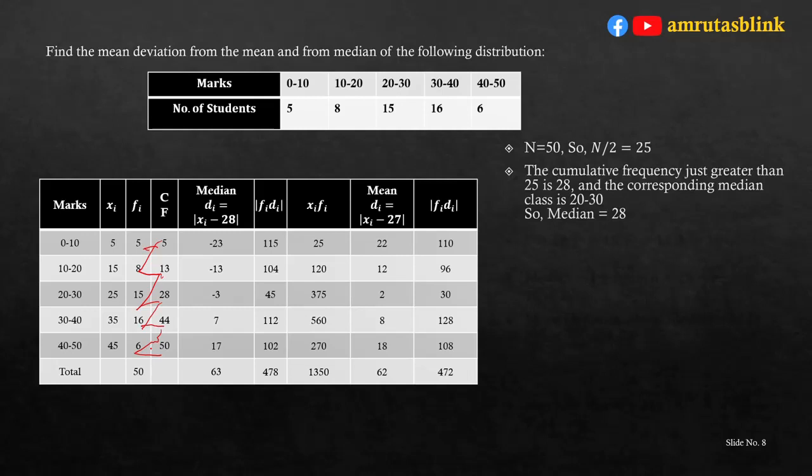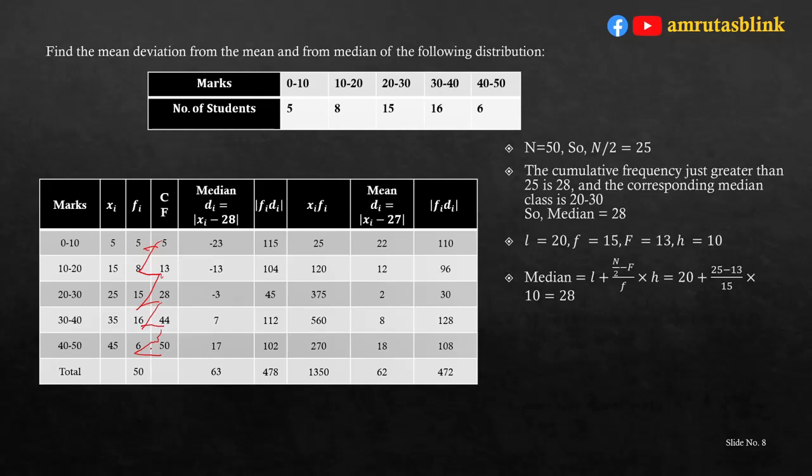Now what would be the middle observation? 50 divided by 2 is equal to 25. So the 25th observation will lie in the median class of 20 to 30. Hence cumulative frequency before this 20 to 30 is 13 and frequency of the median class is 15. So by the formula we will calculate the median of the given data. Now what is the formula for median? Median is equal to L plus (n by 2 minus F) upon f into h.